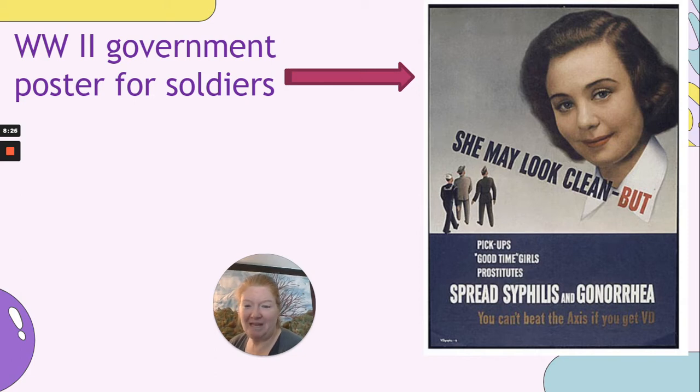So again, stigma, kind of putting it on pickup girls and good time girls and prostitutes, when in reality, sexually transmitted infections can be spread back and forth. So if one partner is treated and the other partner doesn't get tested or doesn't even know the other partner was treated. So communication is key in making sure there is effective treatment because it can get passed back and forth.